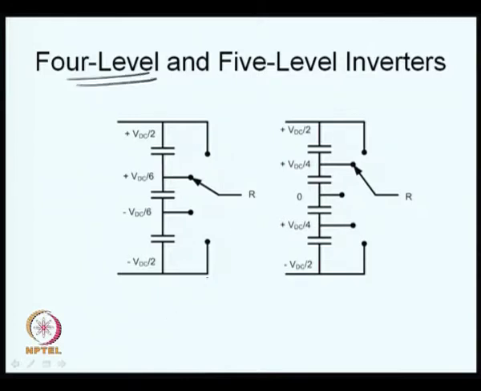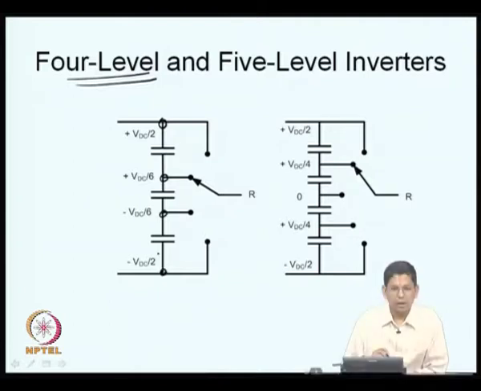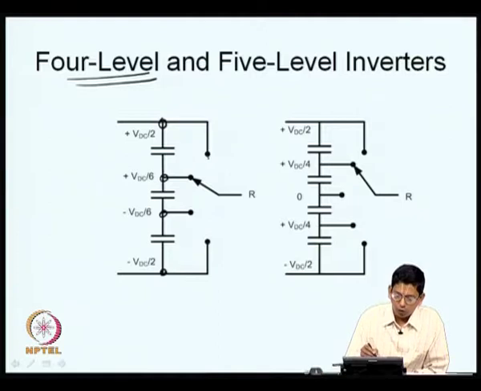It is called a 4-level inverter because you have 4 different potentials available here. There are 4 different nodes, 4 different potentials available, and then you have 4 different throws: 1, 2, 3, 4. So, it is a single pole 4 throw switch and the 4 throws are connected to 4 different potentials.